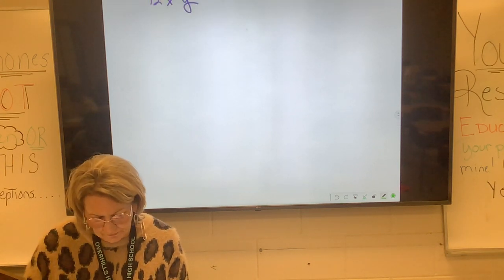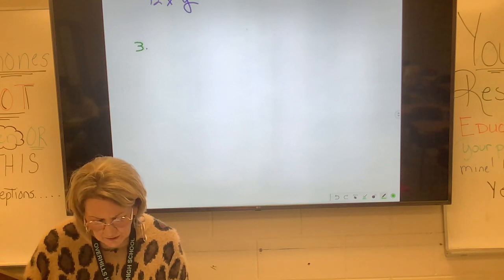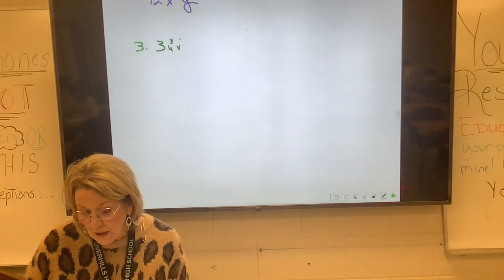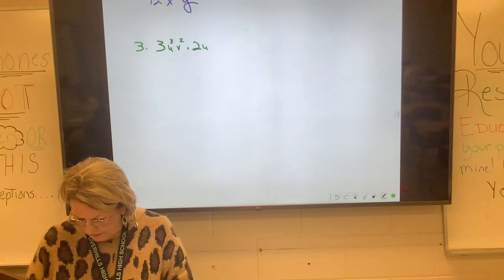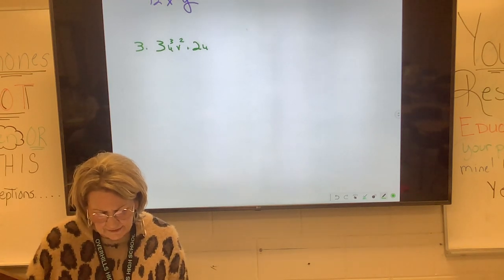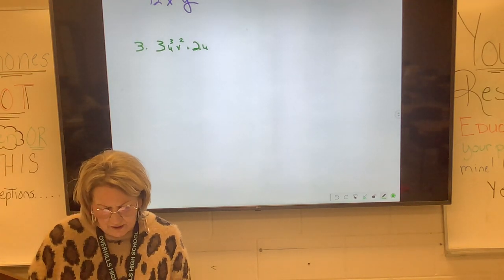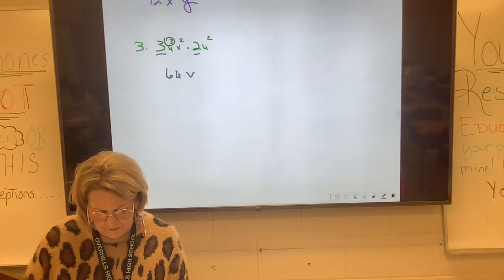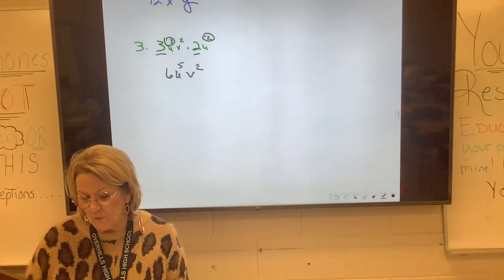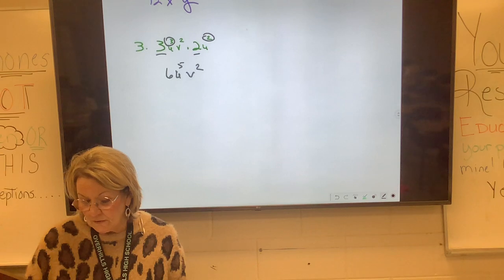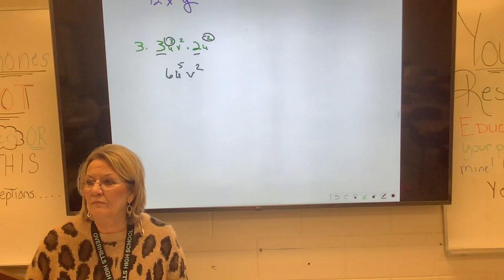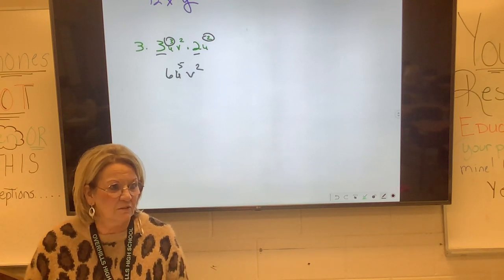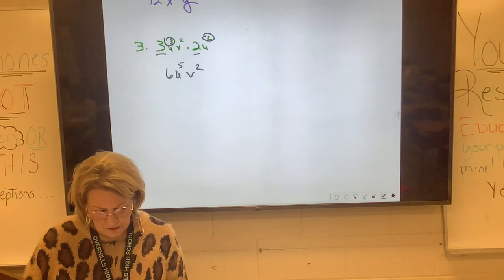Number 3: 3u^3v^2 times 2u^2. Okay, again, I'm going to multiply the two coefficients, so I get a 6. I have a u and I have a v. I have a u on the left and the right, so I add those and get a 5. But I only have a v on the left, and it's squared, so I just put my square. So that one would be 6u^5v^2, B. So far, so good? Good.